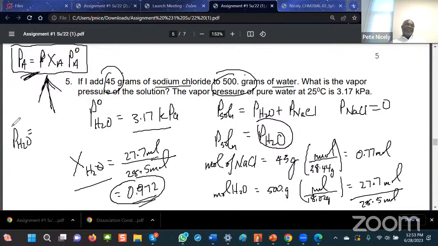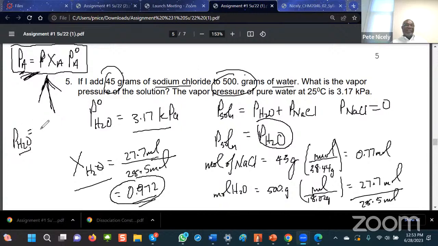Imagine using H2O instead of A, right? The vapor pressure of H2O would be equal to what? Oh, I haven't been checking the chat, sorry. Okay, so Megan, you're saying multiply by 3.17. Okay, that's correct. That's actually the point I was trying to get at in asking the question.